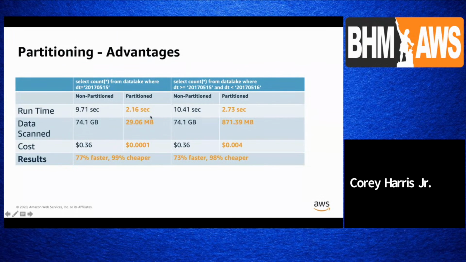So a large performance lift, which then decreases cost, because the serverless cost model is a lot about time consumption or resource consumption, as well as the amount of data scanned, which is a big piece. If you look at this, you're scanning 74 gigs of data non-partitioned. When you partition it, you reduce it to 29 megabytes, which is dramatic.